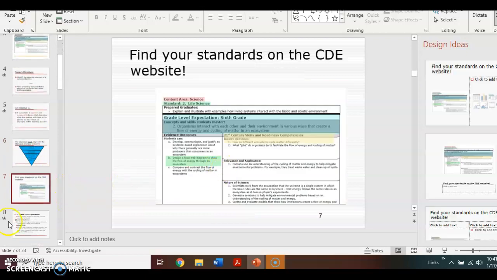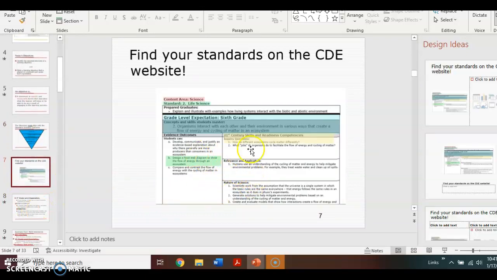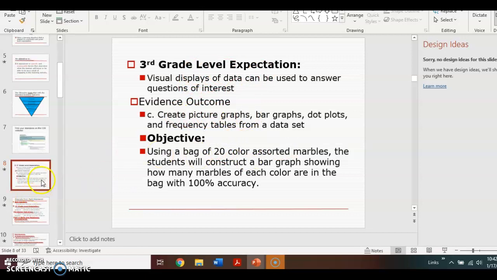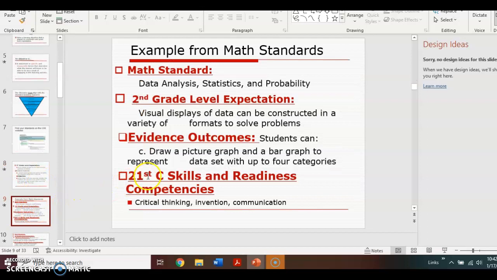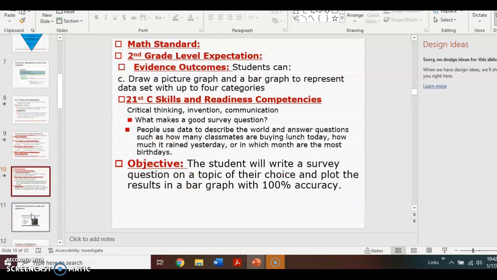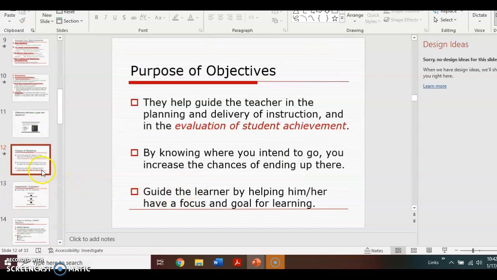So again, here's another copy of what a standard looks like. You know that. Where you find your grade level expectation, your evidence outcome, and so on. All right, so here's some information. Here's an example from math standards, what they copied and pasted. There's going to be videos for you to watch. You need to take a look at that.